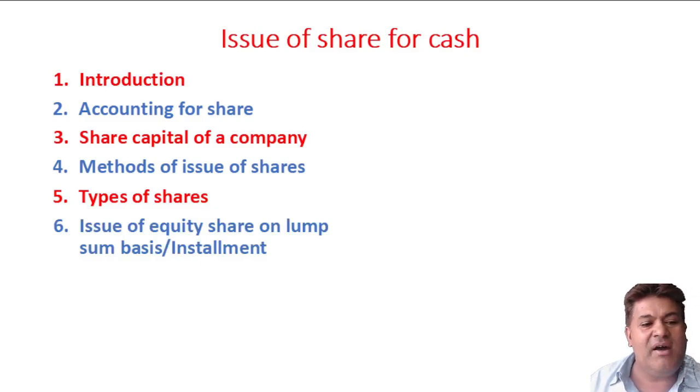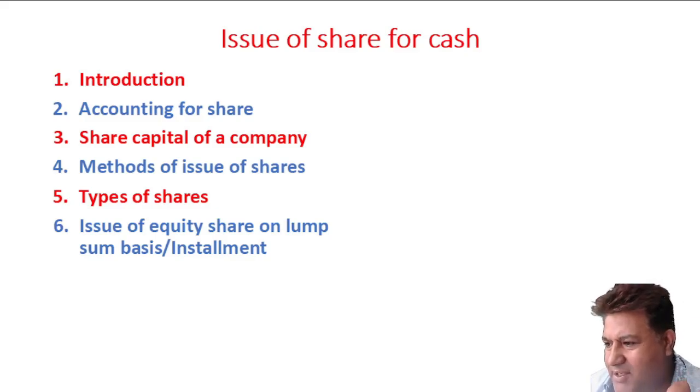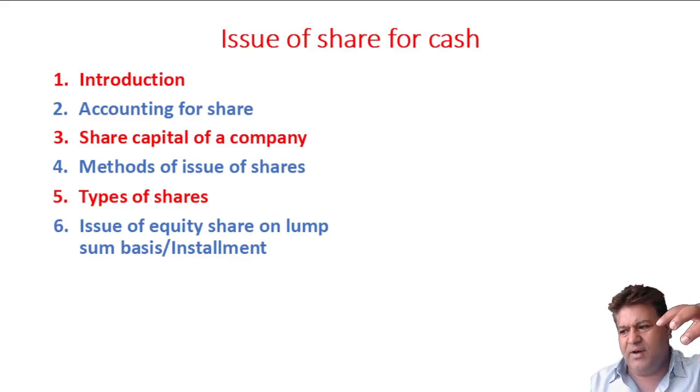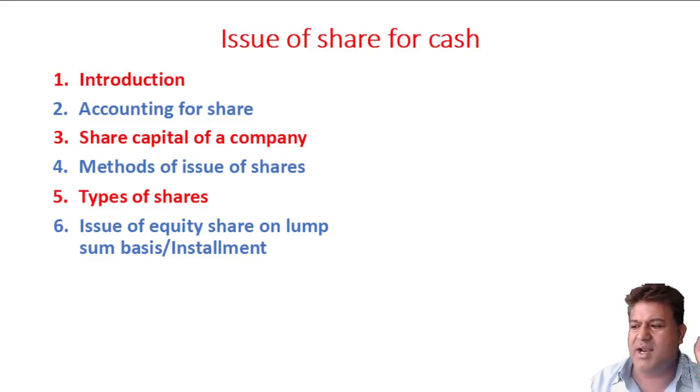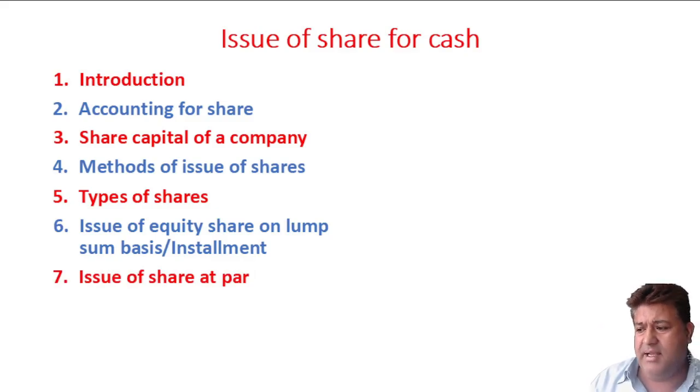The next point you need to understand is issue of share on lump sum basis or installment basis. Lump sum basis means, if the par value, or let's say face value, of a share is rupees 100, and you are collecting 100 at once, that is your lump sum basis. And if your company is taking that 100 rupees in different installments, part by part, that is called installment. All these things are encountered in this chapter, right? So what is the concept of issue of shares at par? Let's say by example, 100 rupees per share. If you sell that share at 100 rupees, that is issue of share at par.